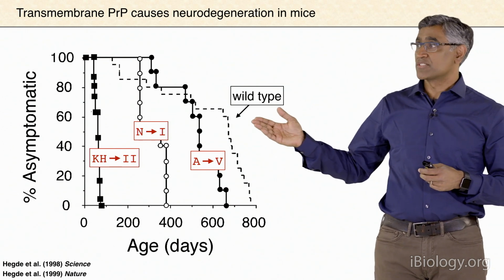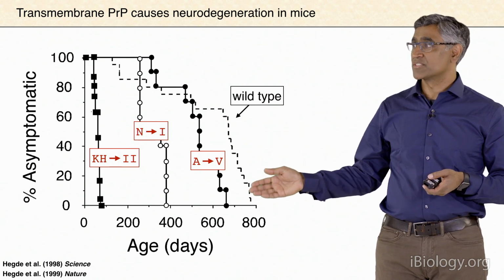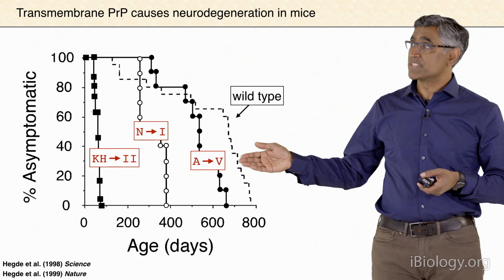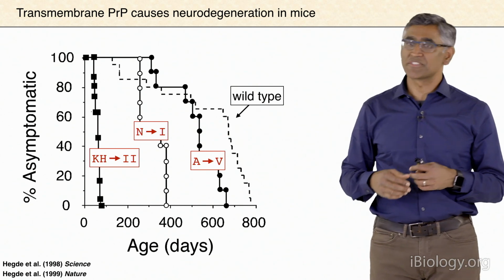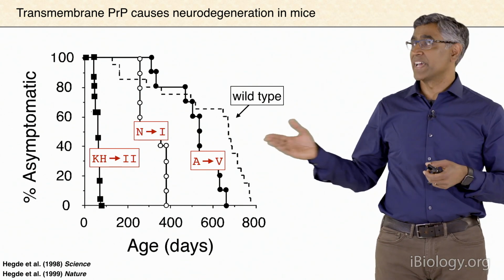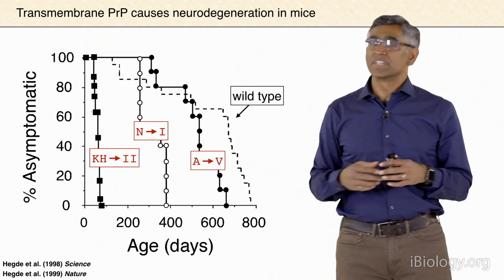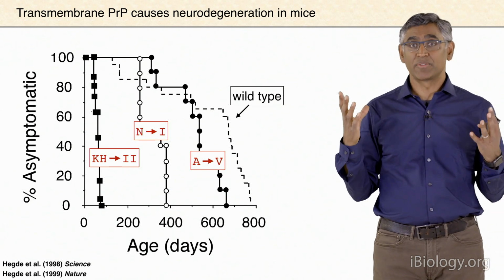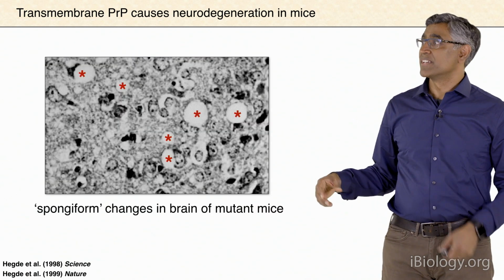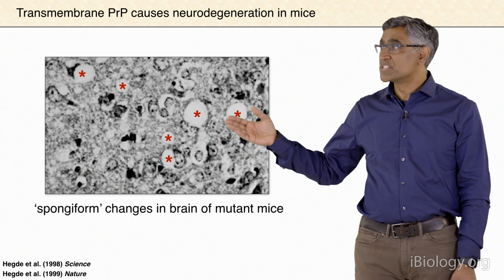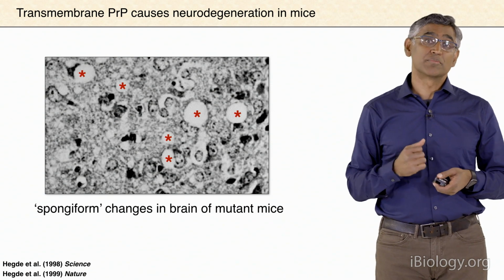First of all, wild-type mice or mice that don't have prion protein at all live a reasonably long life. They live about 2 to 3 years. But when you express these mutations, for example, this alanine to valine mutation or this asparagine to isoleucine mutation, the mice got neurodegeneration and died at earlier and earlier ages. And the length of time they lived corresponded inversely to the amount of this transmembrane form that was being generated based on our in vitro studies. And if you looked in the brains of these mice, it appeared that they were developing this type of spongiform neurodegeneration that had been seen in certain patients with very similar mutations.